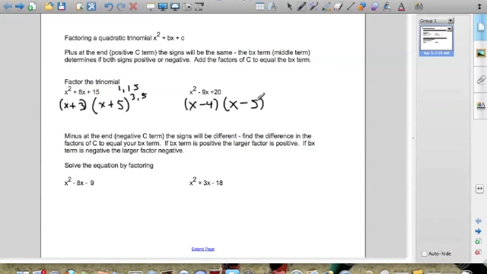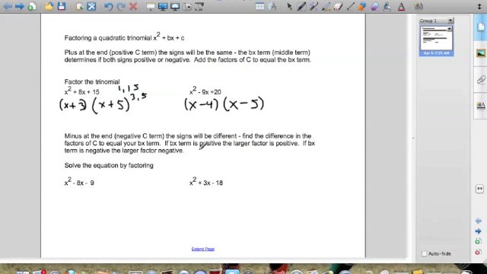And again, we can always check to see if we got it right. And yes, we do. We have a negative 4x and a negative 5x. That equals a negative 9x. Negative 4 times a negative 5 gets me a positive 20. And that's why the signs can be the same. So that's how we do it when we have a plus at the end. We add the factors of c to see about our middle term.